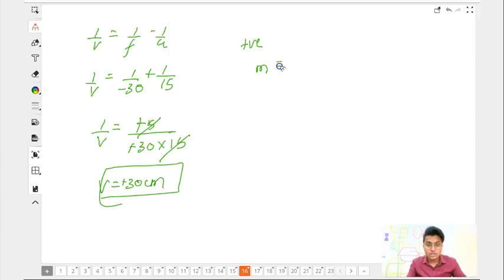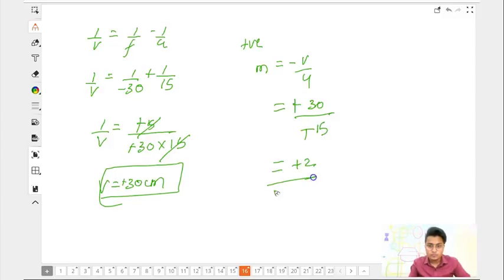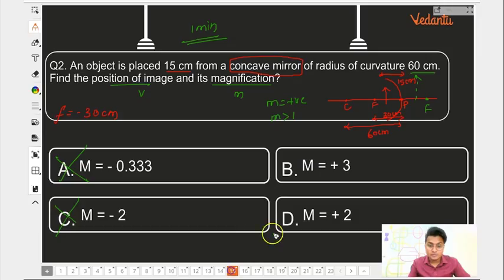Let's check out magnification. M is equal to minus v by u. You again must get a magnification of positive value and greater than 1. So minus 30, u is negative 15, and you get a positive answer, which is nothing but 2. Hence magnification is plus 2.